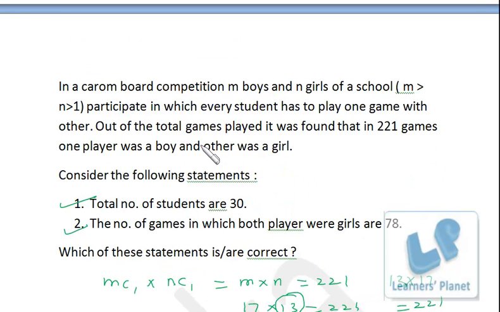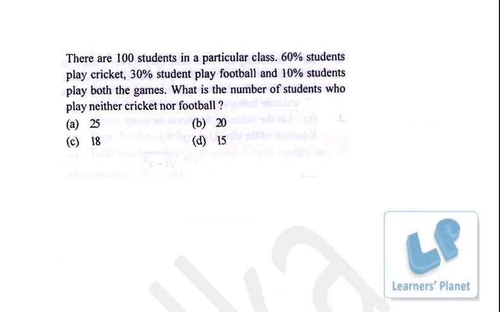Okay, so a nice problem. You should be conceptually clear with permutation and combination. Okay. Now this one, there are 100 students in a particular class. 60% students play cricket, 30% play football, and 10% play both the games.